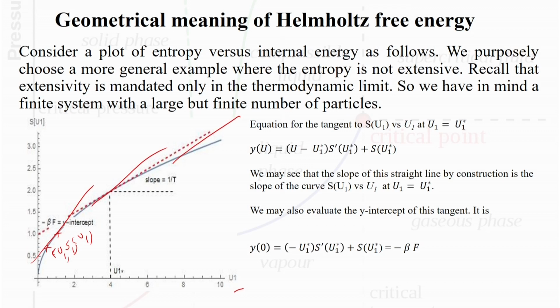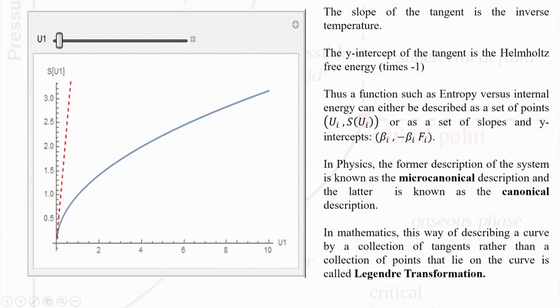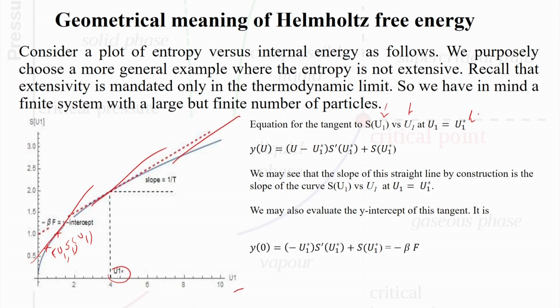So, let us do that mathematically. Suppose S1 versus U1 is given. Now, just focus on a particular value of U1 called U1 star. Remember that we have been calling that the most probable value. Now suppose I draw a straight line tangent to this curve S of u. What is the equation of that straight line? It is going to have a slope which corresponds to S dash U1 star, and it also has the value of S U1 star at U1.